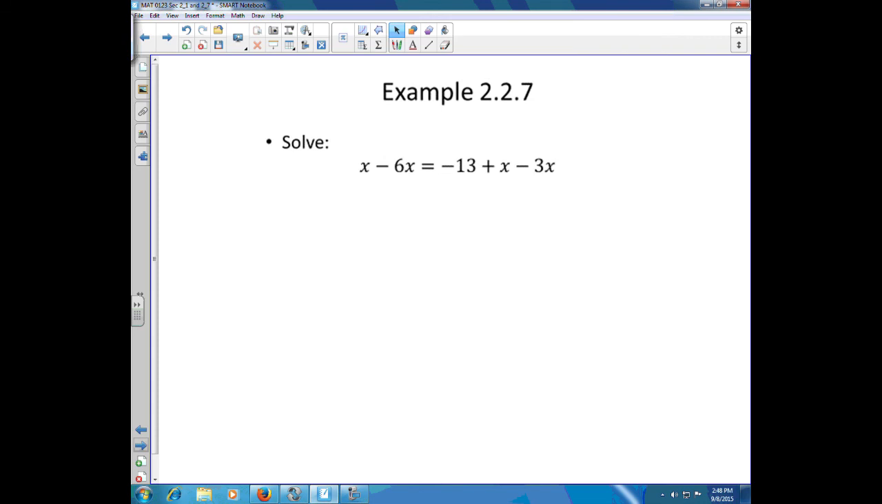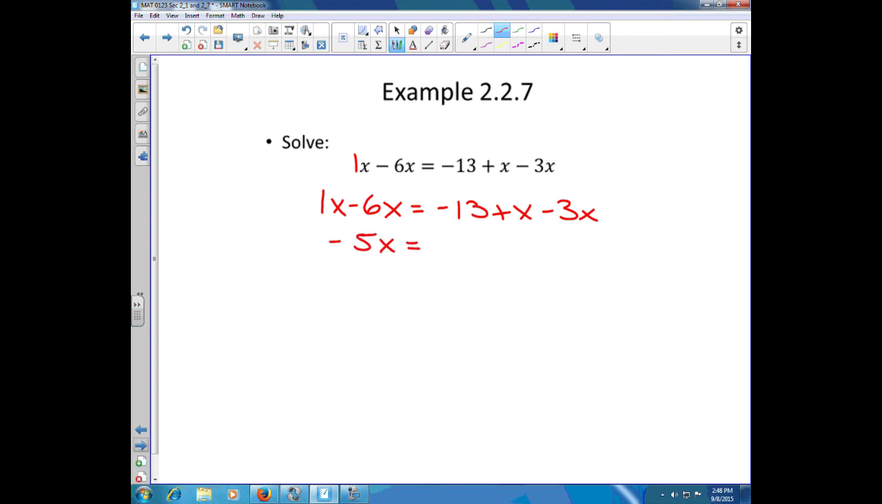All right, so for our next example, now we have some like terms we need to combine. On the left-hand side, we have x minus 6x. Well, this is 1x minus 6x. Then 1x minus 6x is going to give us minus 5x. On the right-hand side, we can't do anything with negative 13. But now we have x minus 3x. Well, 1x minus 3x is just going to be negative 2x.